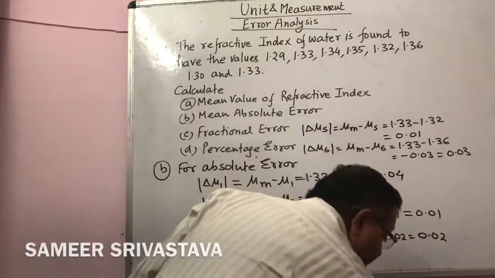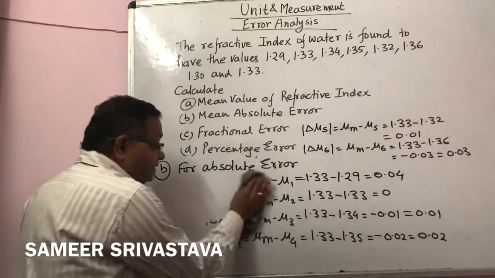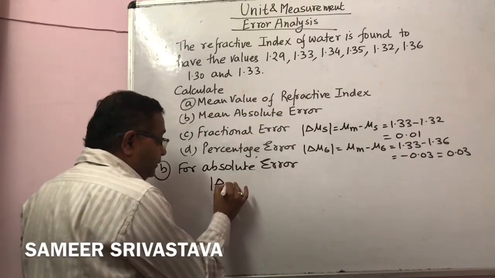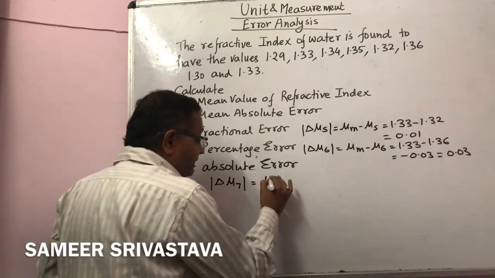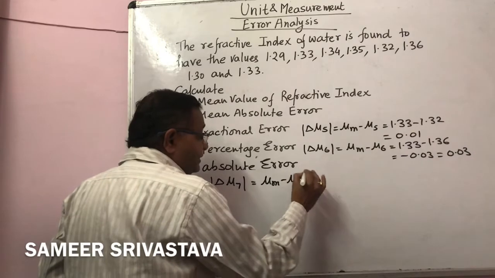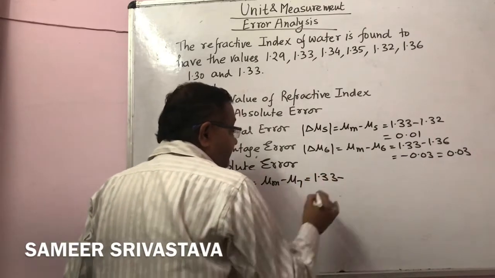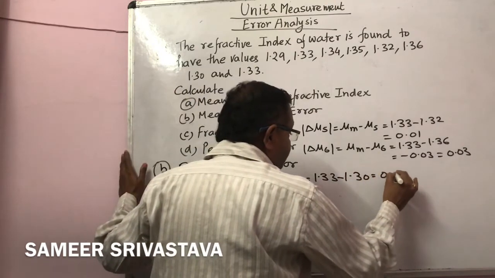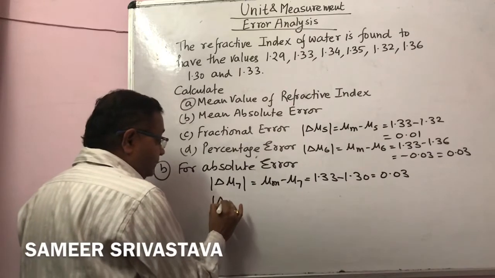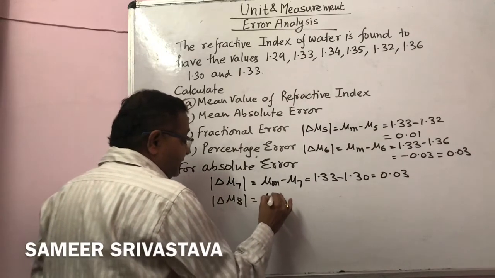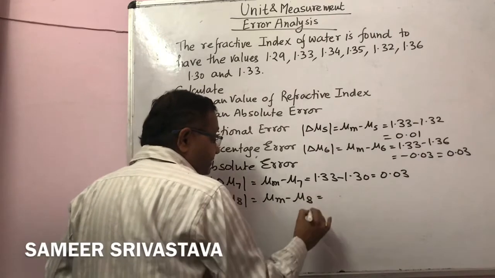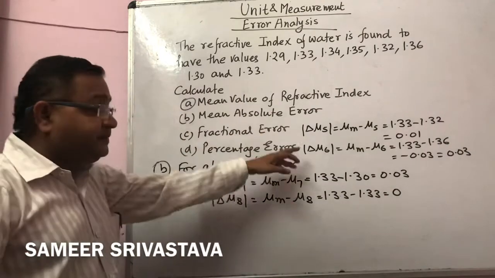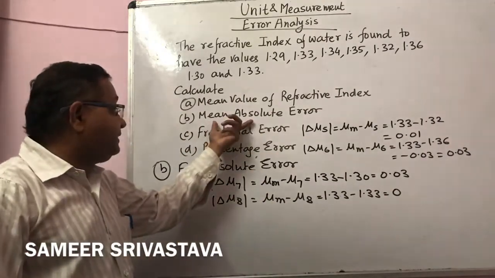Okay. Now for mod mu 7 and mod mu 8. For mod mu 7, this is mu m minus mu 7, 1.33 minus mu 7 which is 1.30. This is 0.03. And last, mod mu 8. This is again mu m minus mu 8. This will be 1.33 minus 1.33. This will be 0. So these are the individual absolute values, and we have to find the mean absolute value.